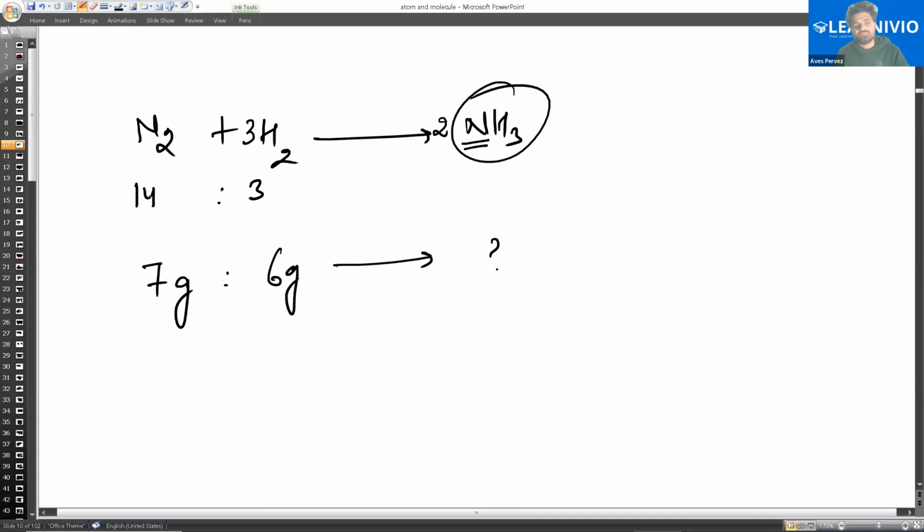Now you need to find out which one is the limiting reagent, which will be consumed first. For 14 grams of nitrogen, we require 3 grams of hydrogen. So for 7 grams, we require 1.5. Are you getting this? So this one is in excess.